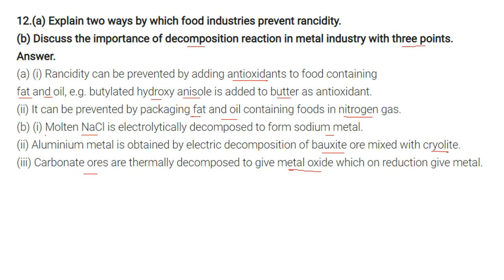So these are 3 examples, and because you have a book and various examples are given, you can take any of them also.